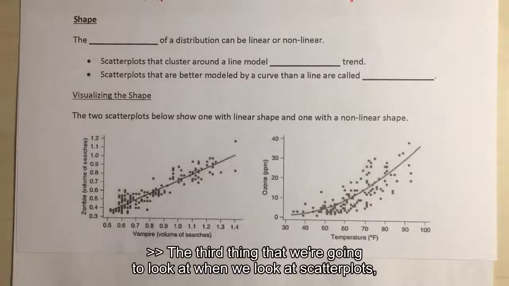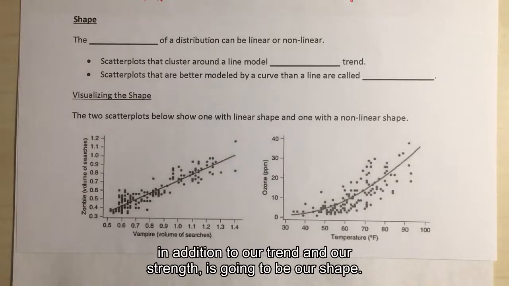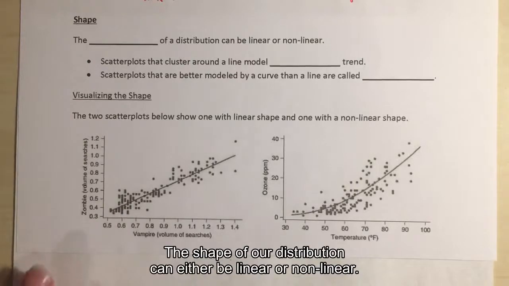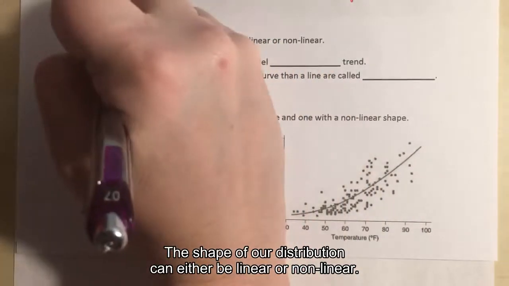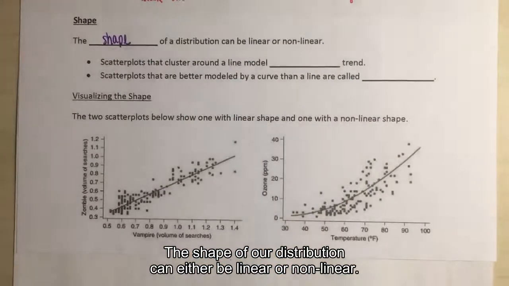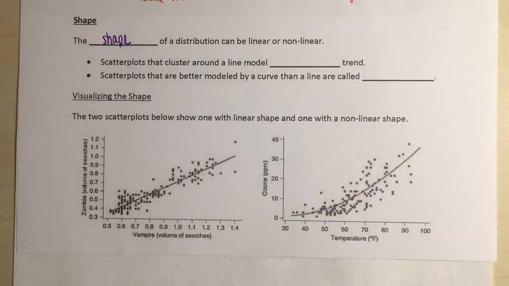Right, so the third thing that we're going to look at when we look at scatter plots, in addition to our trend and our strength, is going to be our shape. So the shape of our distribution can either be linear or nonlinear.